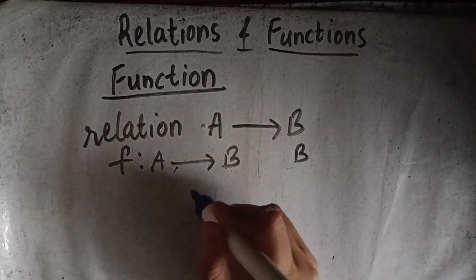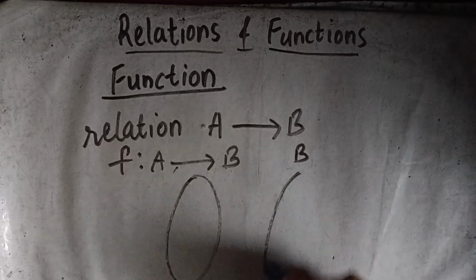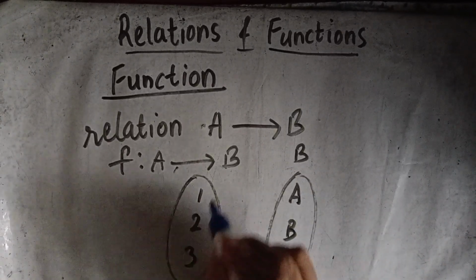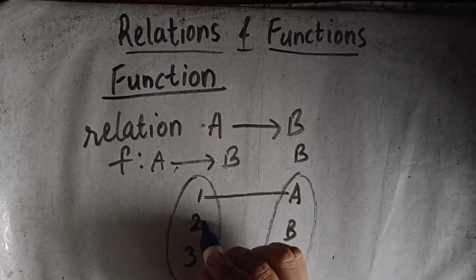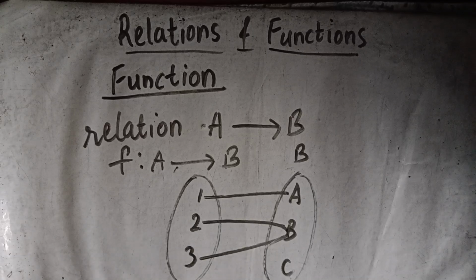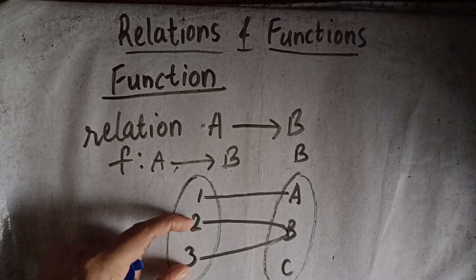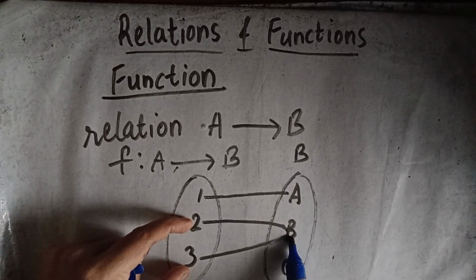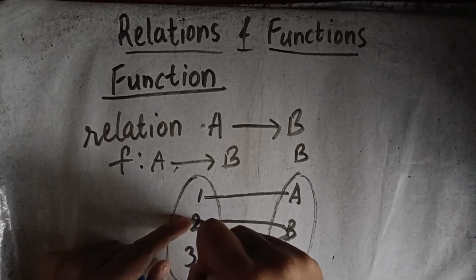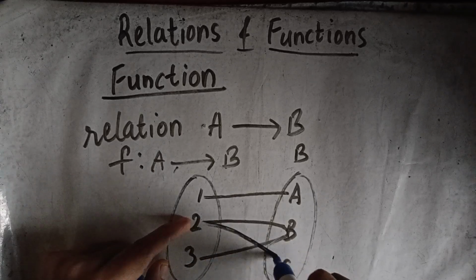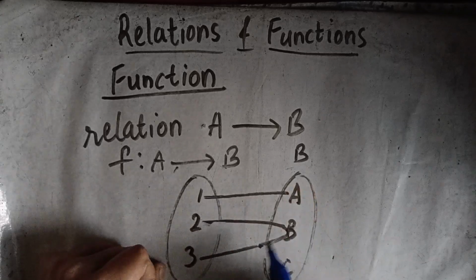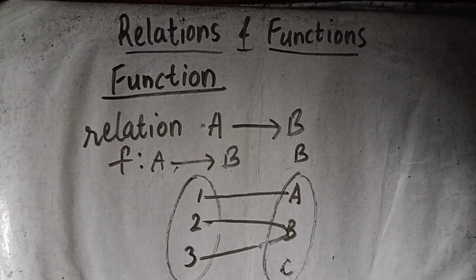But for example, if I take 1, 2, 3 and A, B, C, 1 is going to A, 2 is going to B, and 3 is also going to B. This is a function. The elements in A can be mapped to a single element in B. But one element in A cannot be mapped to two different elements in B. This is not a function. This becomes a function.